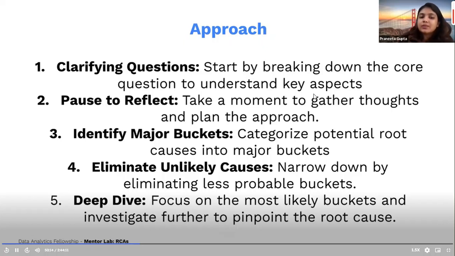And then finally, you deep dive into that whole structure, right? Focus on the most likely buckets and then investigate further to pinpoint the root cause.